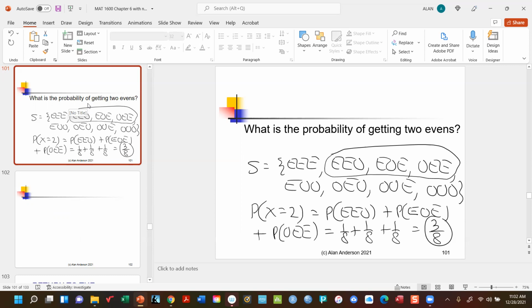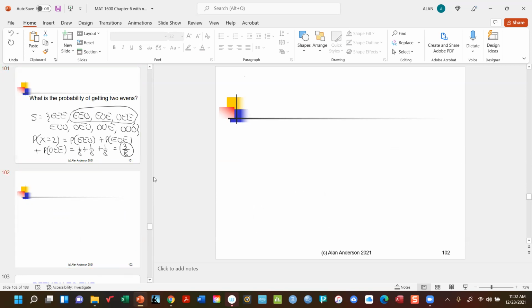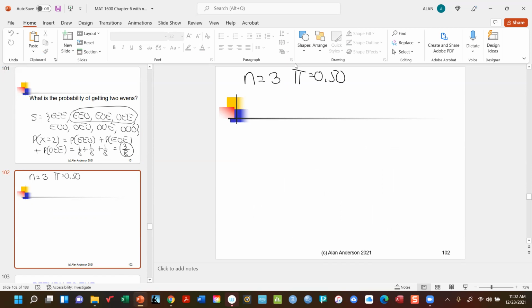All right, so if we're going to use the binomial distribution, n will be 3 because we roll the die 3 times. Each roll has a 50% chance of turning up evens. And since we're interested in 2 evens, lowercase x will be 2.